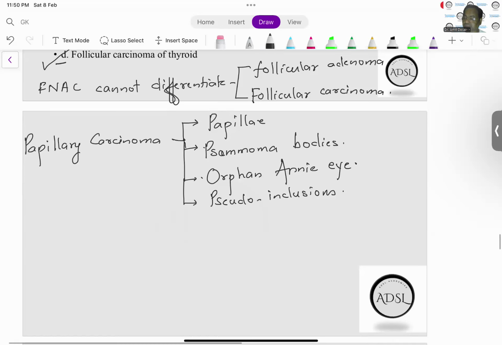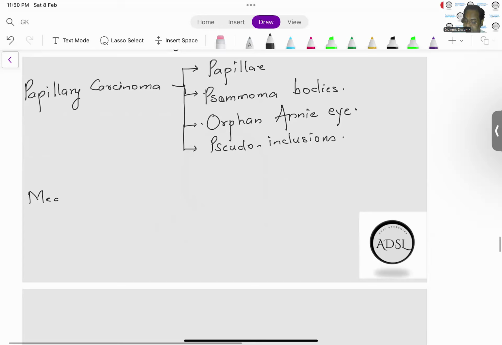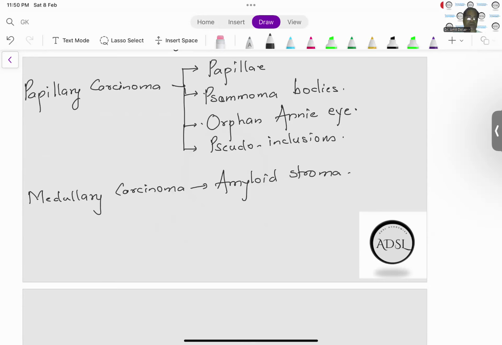Then we come to medullary carcinoma. If you do an FNAC, what will it show you? Medullary carcinoma will show you the presence of amyloid stroma. Very important, asked in the examination, amyloid stroma. Okay, in papillary carcinoma and medullary carcinoma you get these findings, but in follicular carcinoma, you will not be able to differentiate between the follicular adenoma and follicular carcinoma, and hence you cannot do an FNAC for diagnosis.